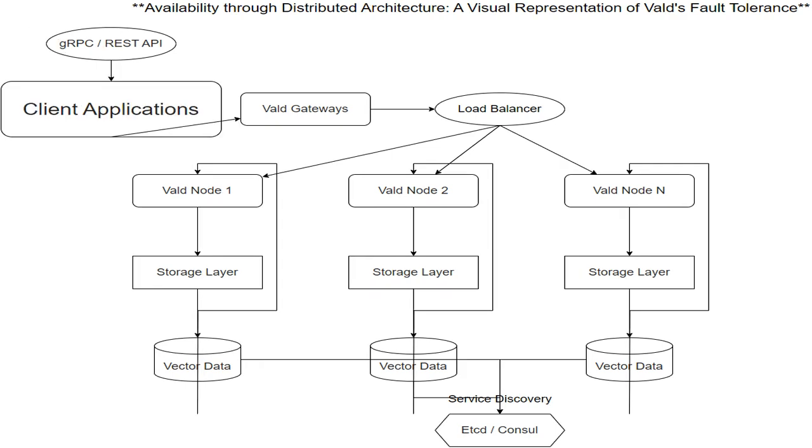Now, let's explore Vald gateways. These act as intermediaries between client applications and the Vald nodes. They handle tasks such as request routing, authentication, and load balancing.